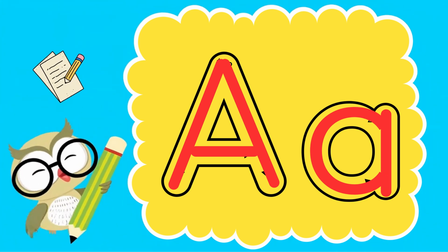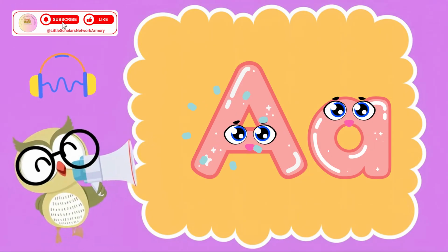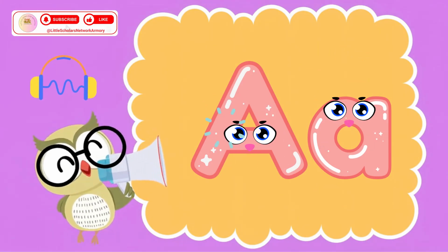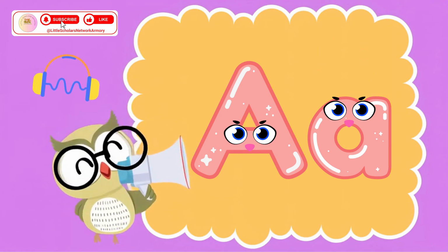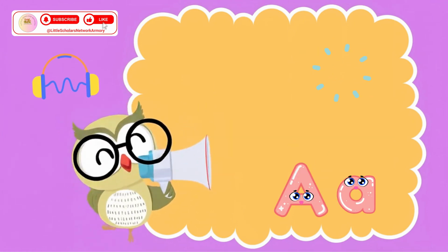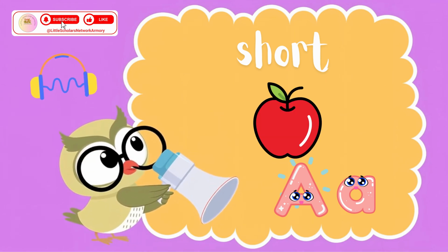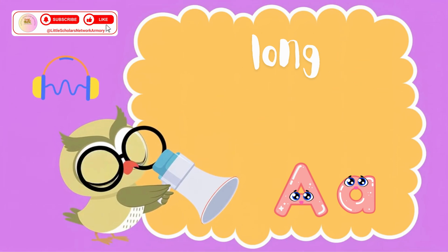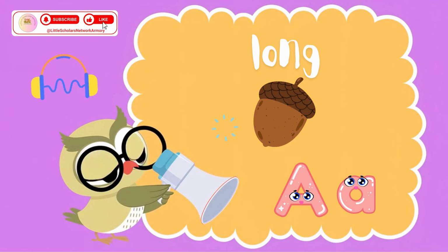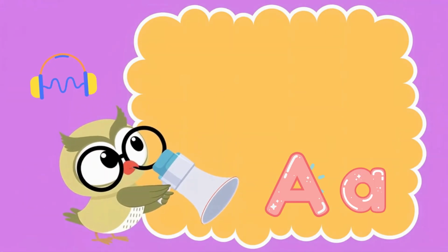Good job trying! Let's talk about sounds that the letter A makes. It can make two sounds, a short sound, A, like in apple, and a long sound, A, like in acorn. Short A makes the sound A.